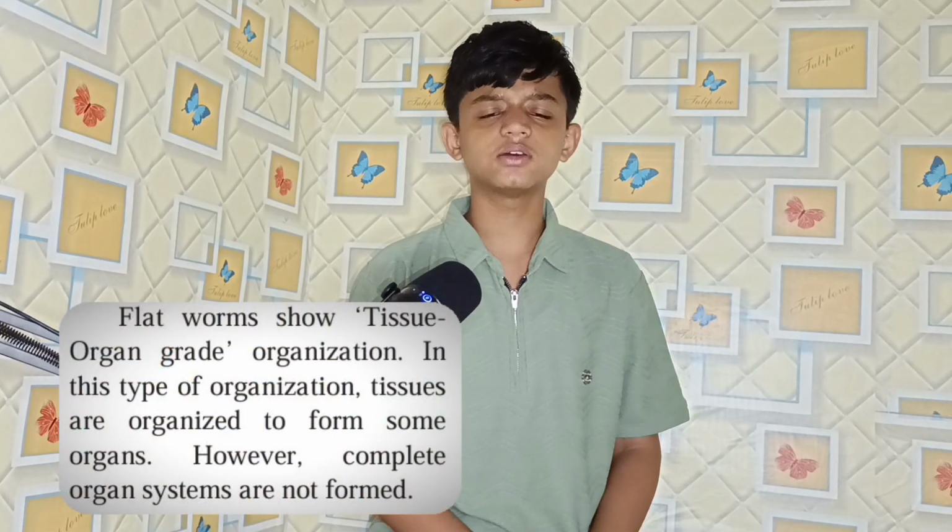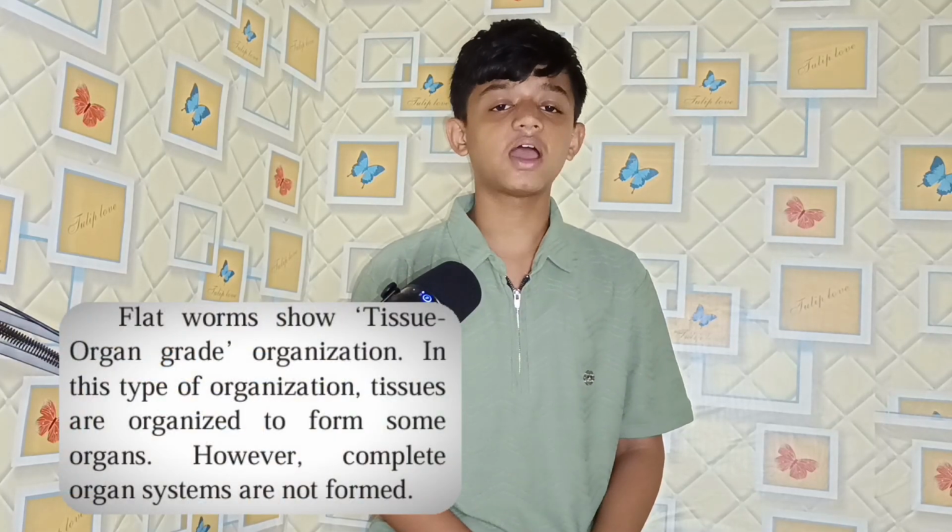Now after that there is a tissue organ grade organization or tissue organ system. In tissue organ system there are a few organs present. Tissues are also present and organs are also present, but those organs do not come together to form the organ system. In planaria we see that they have an alimentary canal which is used for digestion, but they do not have a perfect organ system, and they belong to the platyhelminthes, and all beyond the platyhelminthes come in the organ system grade organization.